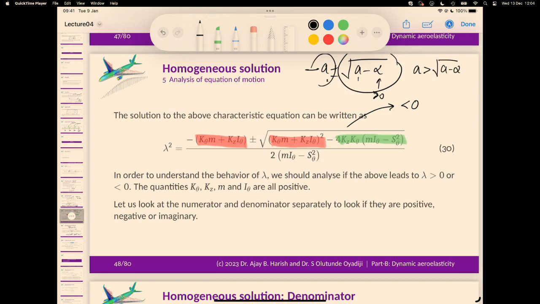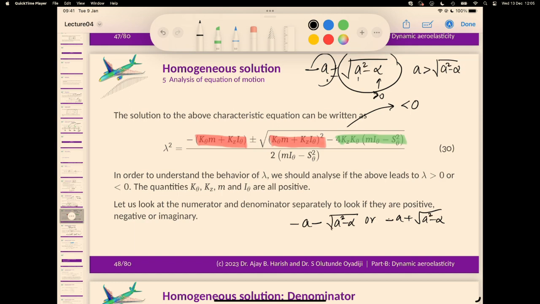So then I would always end up with a term there that says minus a minus square root of a square minus alpha, or minus a plus square root of a square minus alpha. And the square root of a square minus alpha, either way, is always less than a. And we know that m into I theta minus s theta square is positive, because that's the denominator. We just know that that's positive just now. If you multiply by 4 into kz into k theta, that's positive, right? That means that alpha is always positive. So the square root of a square minus alpha is always less than a, right? Sorry, my mistake. So this is a square minus alpha. Right? Not a term like this, sorry.